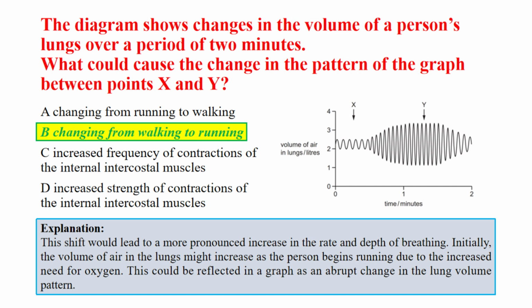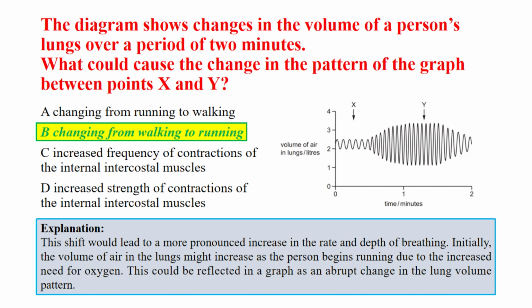Option A, changing from running to walking. Option B, changing from walking to running. Option C, increased frequency of contractions of the internal intercostal muscles. Option D, increased strength of contractions of the internal intercostal muscles. Now, let's break down each option. Option A, changing from running to walking, would generally lead to a decrease in the breathing rate and a gradual adjustment in lung volume. This doesn't usually cause a sudden change in the pattern of the graph.